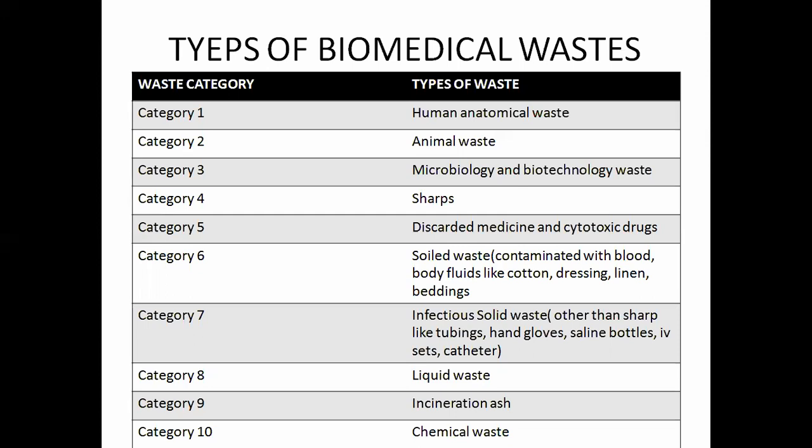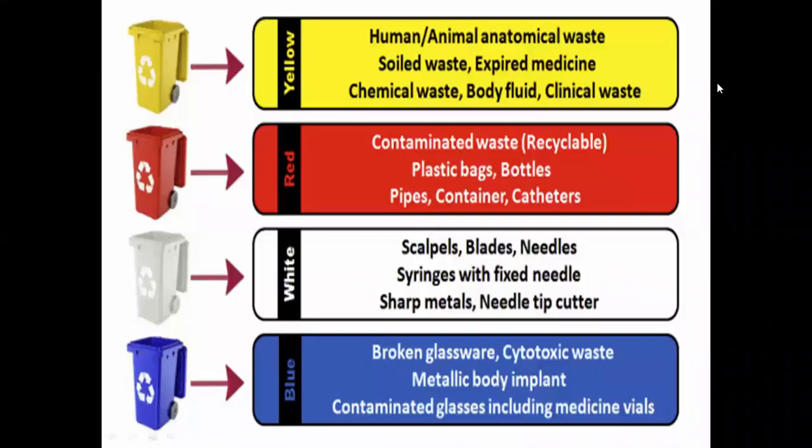Other than sharps, like tubing, hand gloves, saline bottles, and IV sets, all belong to category number 7. Category 8 is liquid waste, which comes from your lab or from the housekeeping department. Category number 9 is incineration ash. Category number 10 is chemical waste, the one which is produced from your lab. So there are 10 categories of waste.